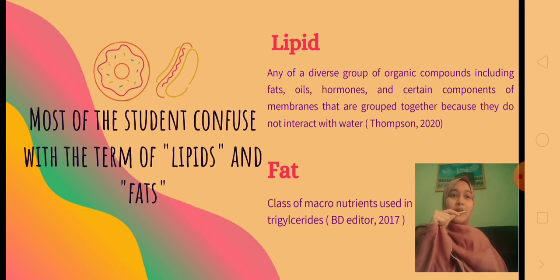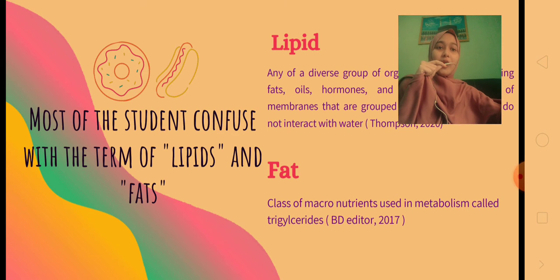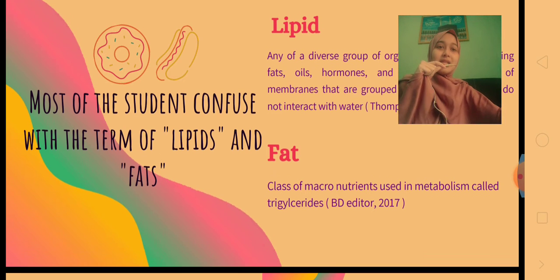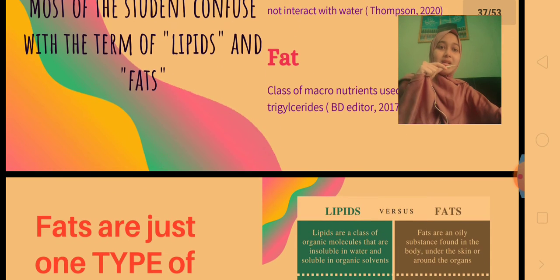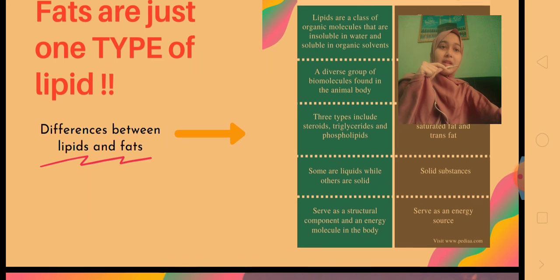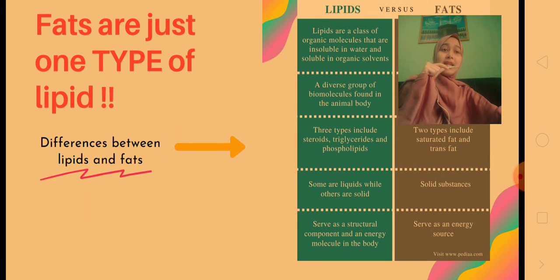Lipid is any of a diverse group of organic compounds, including fat, oil, hormone, and certain components of membrane that are grouped together because they do not interact with water. Meanwhile, fat is a macronutrient used in metabolism, called triglyceride. So this is the difference between lipid and fat. So the next one, we move to the next slide.